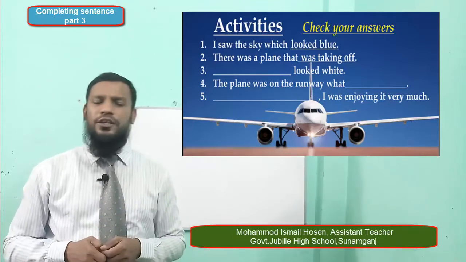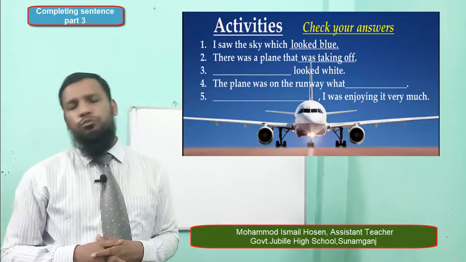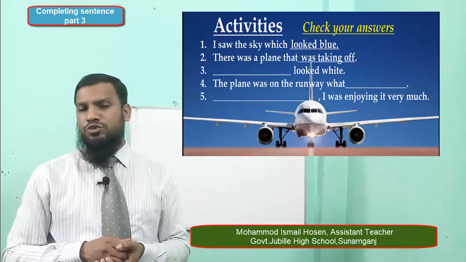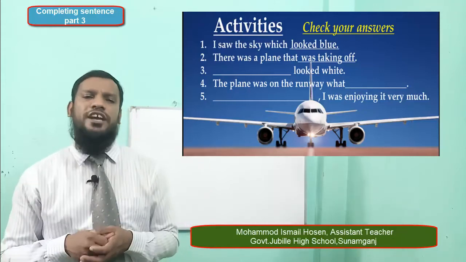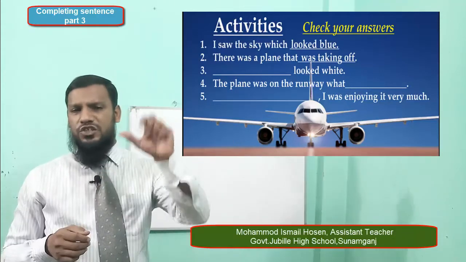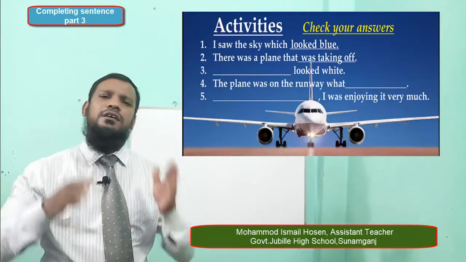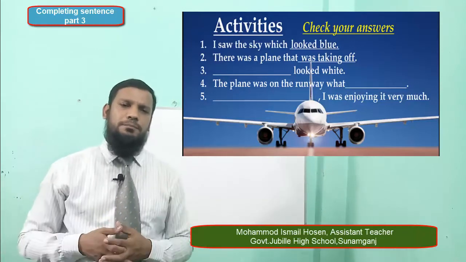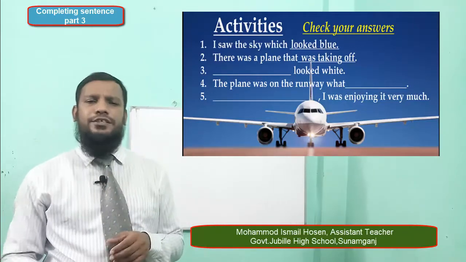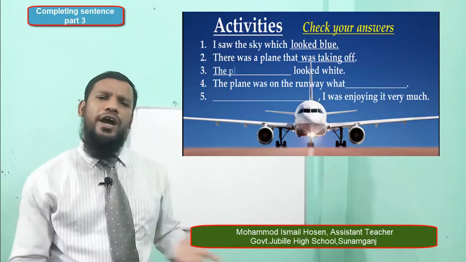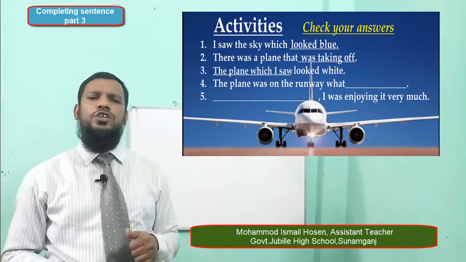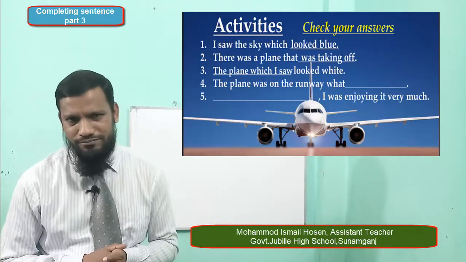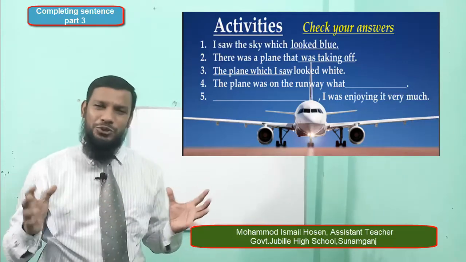And at the time of completing a sentence with a relative pronoun, we try to use the same tense. Okay, there was a plane, it's past tense, and then that was taking off, this is also past tense. Okay, the same tense is there. Dash looked white. What looked white? The plane which I saw in the picture looked white. In this way, we can complete the sentence, can't we? Yes.